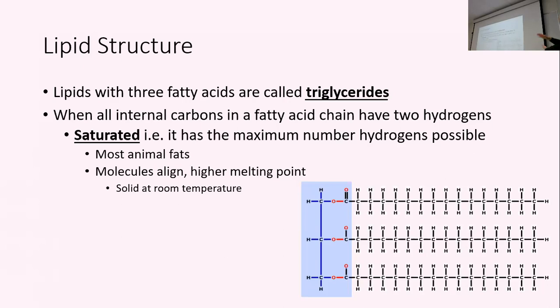And so chemically what that means, if you have these aligned molecules that are very close together, it's got a higher melting point. So saturated fats, animal fats are solid at room temperature. If you eat meat, you think about fat on meat, right? It's solid at room temperature. Butter is solid at room temperature, right? Versus unsaturated fats, where we have some double bonds in our carbons.